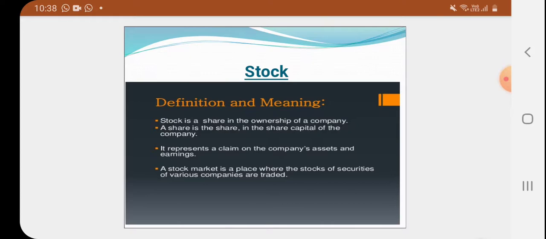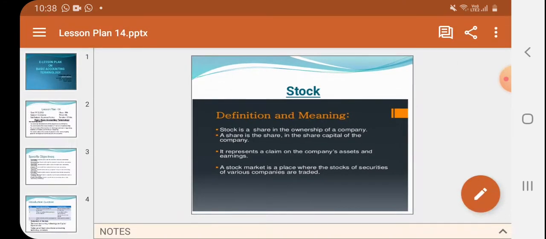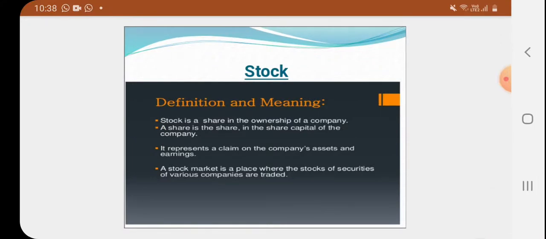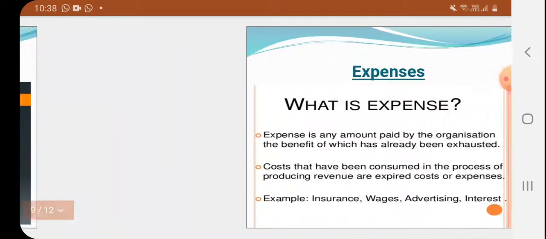So a stock market is a place where the stock of securities of various companies are traded. You must have heard the term stock market. So stock is a share in the ownership of a company.